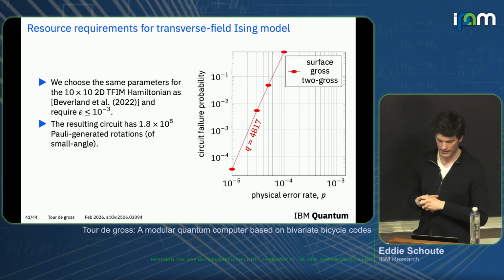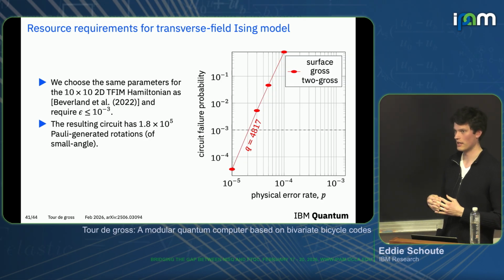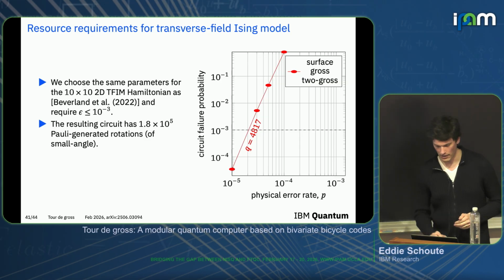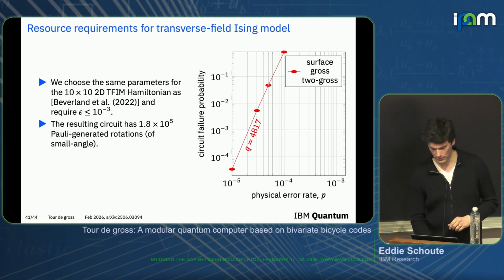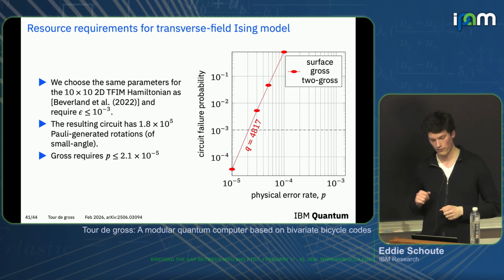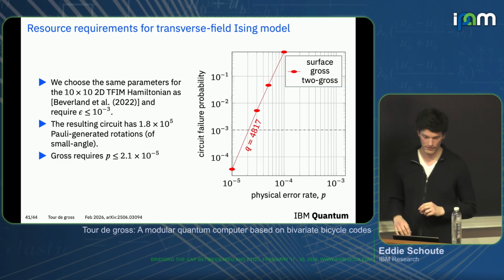And here we solve, say, for the physical noise rate that is required in the architecture to be able to do this algorithm. So we sample at various p rates. We sample what the circuit error rate is, and we plot a fit to these points. And at the intersect, we see that if I build an architecture using gross codes, we need a physical error rate that is at most 2.1 times 10 to the minus 5.